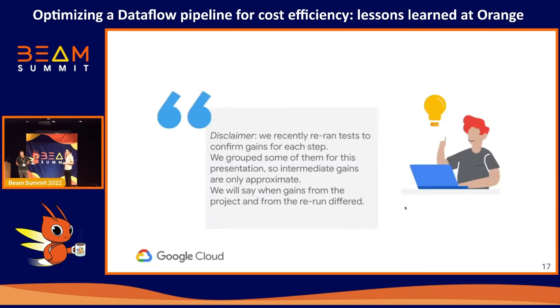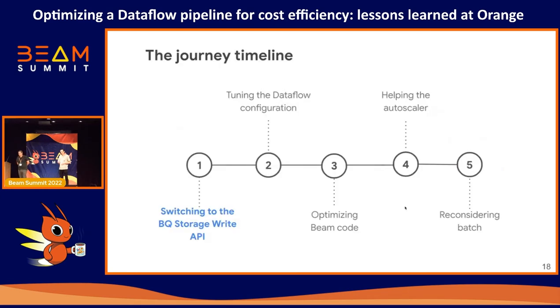A little disclaimer: we recently reran the tests to make sure we understood the gains for each step. But for this presentation, we grouped some of the steps together for clarity. So don't quote us on the intermediate gains, but the gains at the beginning and at the end are accurate. Every time an optimization did something different during the project and during the reruns, we will let you know, because as you will see, the gains you get depend on the order in which you apply your optimizations and, of course, on your pipeline.